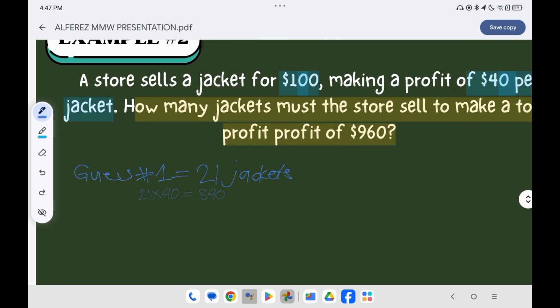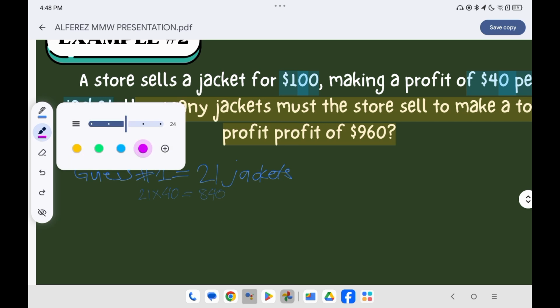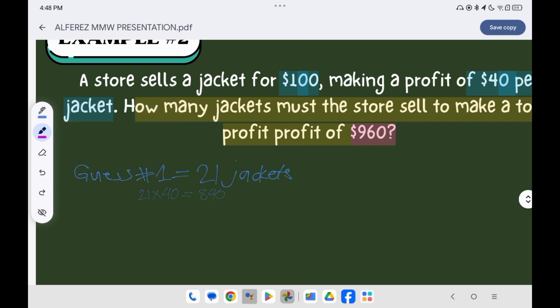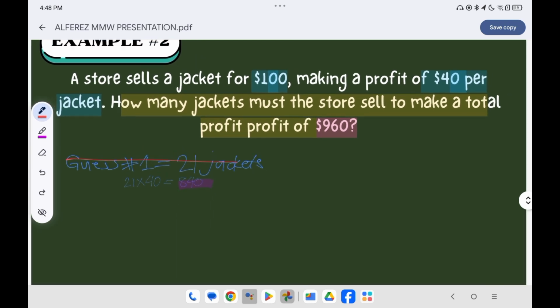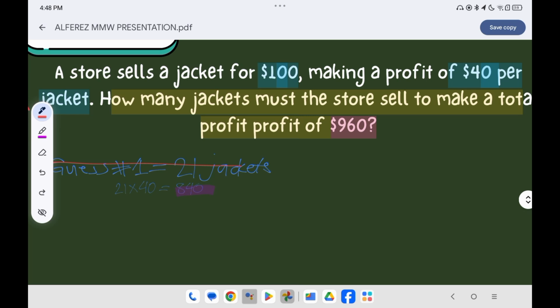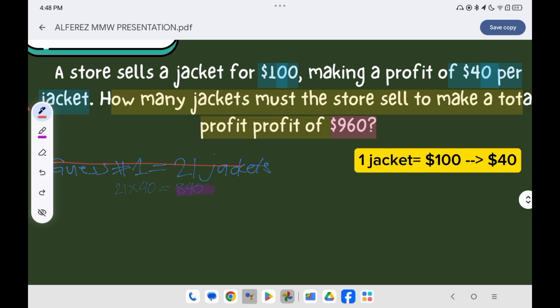But the problem is that it's too far from the expected profit. It's only 840, which is somewhat distant from 960. The problem is asking for 960 profit, not 840. Therefore, our guess number one is wrong. Guys, you may be wondering why I multiplied it by 40. Because 40 is the profit gain of one jacket. Thus, we need to multiply our guess by it to get the $960 profit.